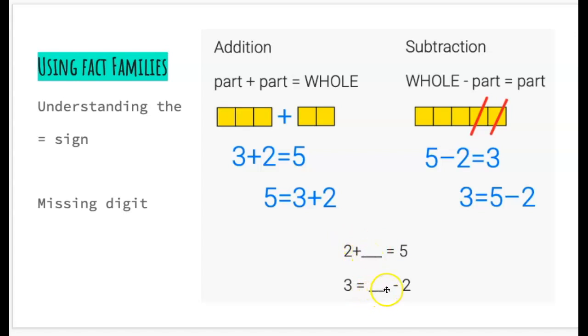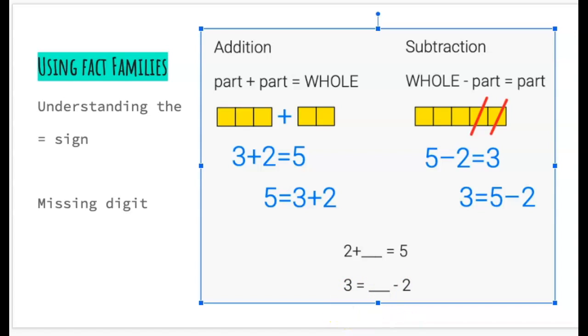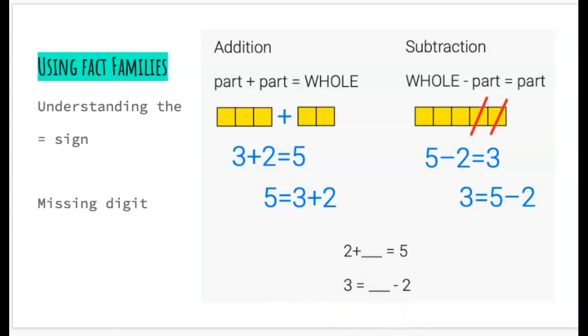In this case, we have some number minus 2, so this must be our whole. Our whole minus a part equals 3. And we know that if we add our parts, 3 plus 2, it will equal the whole 5. So the key here is just don't forget about your fact families when you're trying to solve these problems.